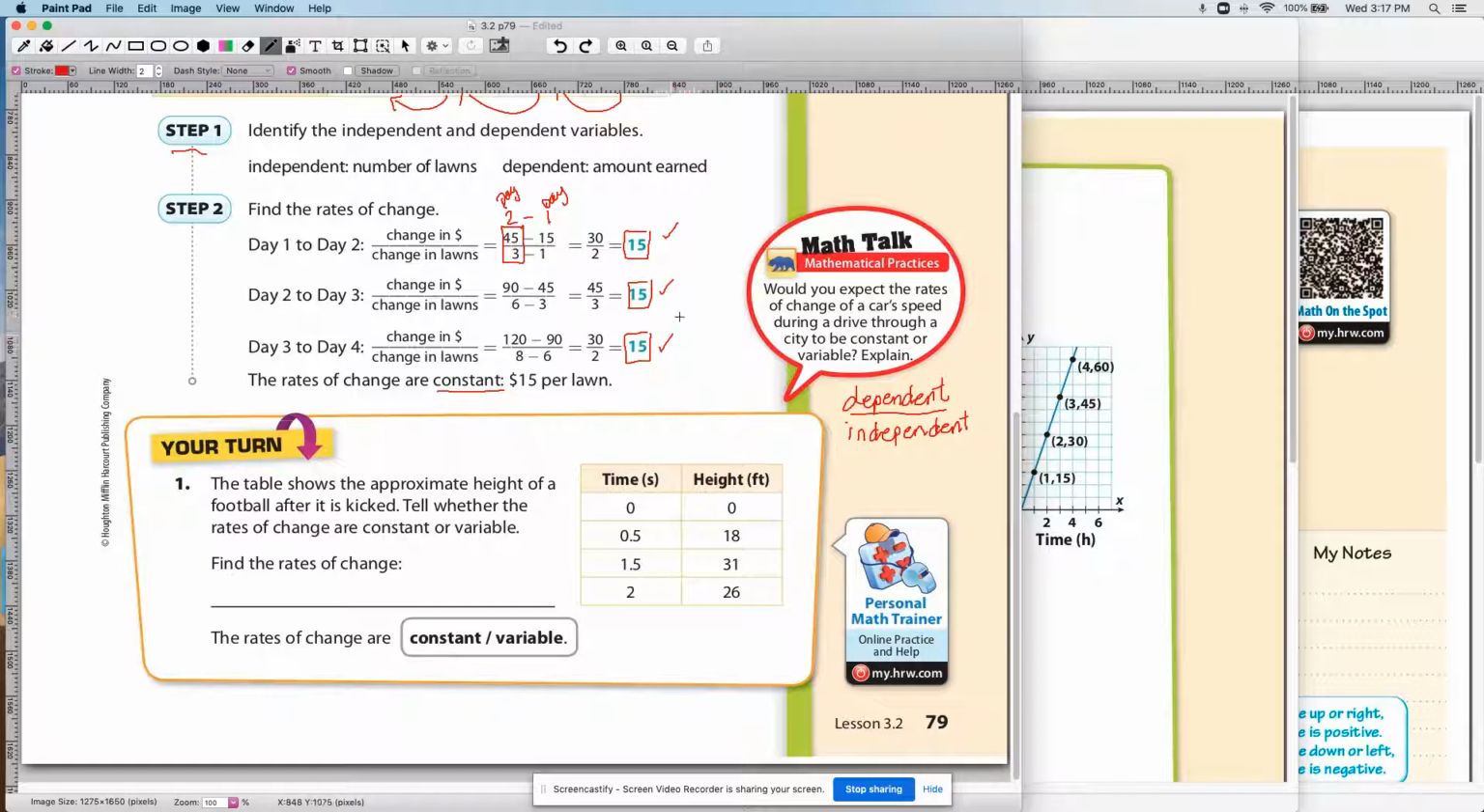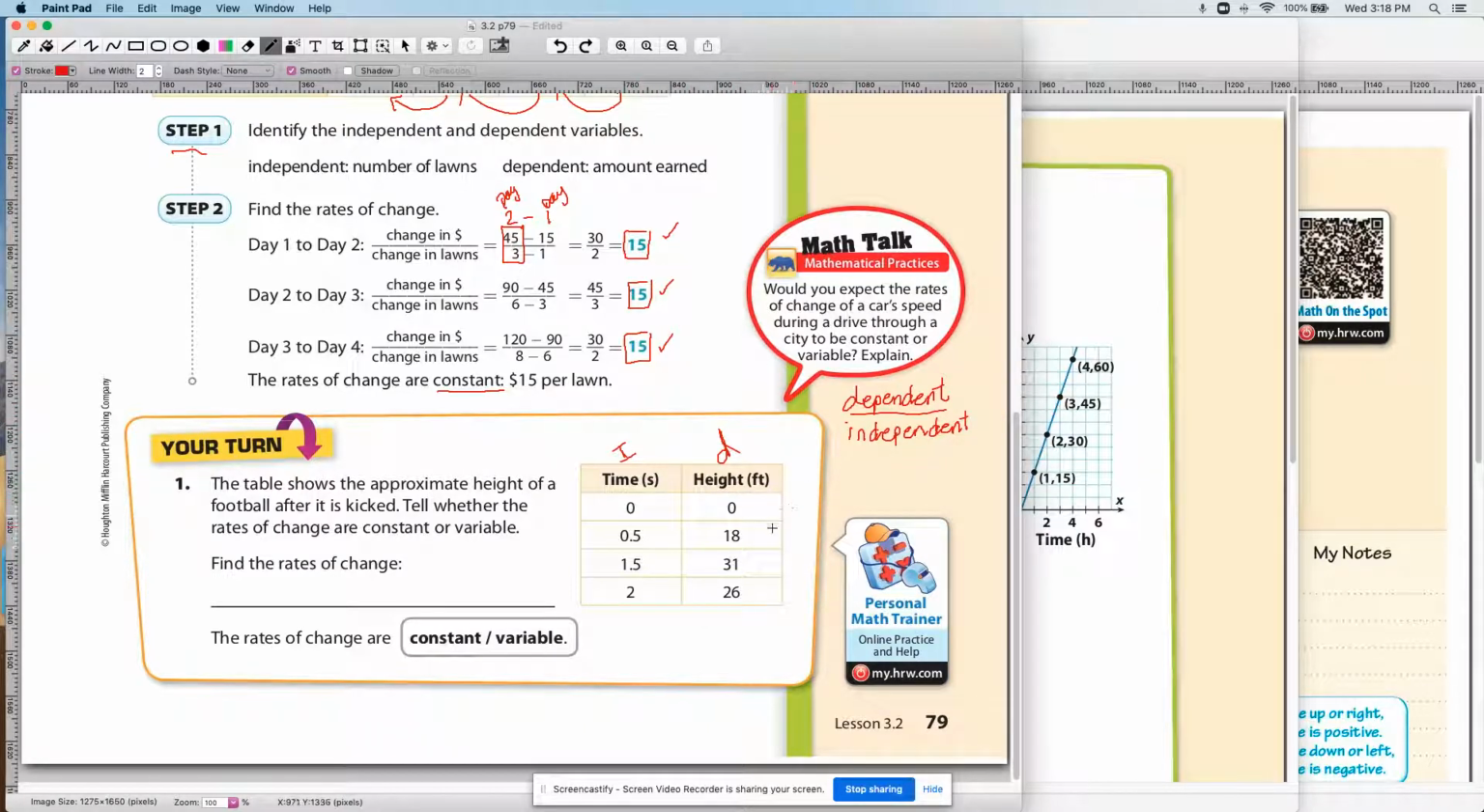So the higher it goes, the longer it's going to be in the air. We're going to say the height is the dependent, and the time is going to be the independent. All right? The longer it's in the air, the higher it goes.